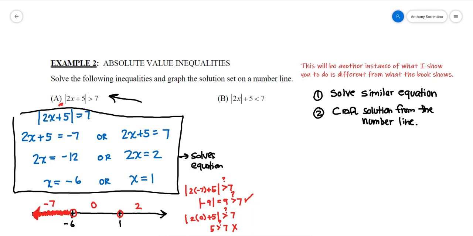Lastly, I'm going to go to 2. Well, 2 times 2 is 4, plus 5 is 9. The absolute value of that is 9. Is that greater than 7? Yeah, it is.